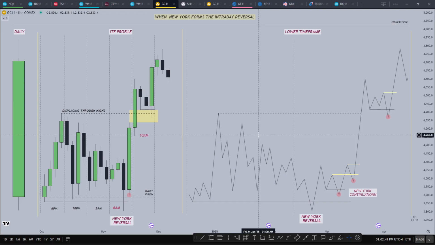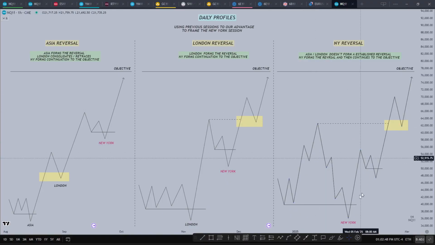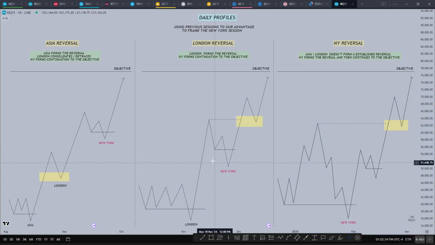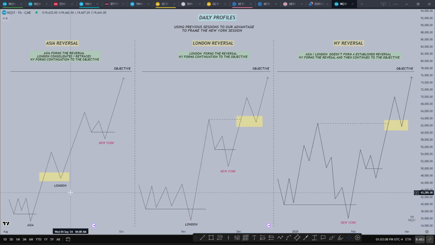Okay. We would recap. When New York forms a reversal, you frame this New York continuation towards the draw. When London forms a reversal, you frame New York continuation towards the draw, using the reversal as a framework to frame the continuation, be it any session reversing. These two are kind of simple, London reversal and New York reversal.